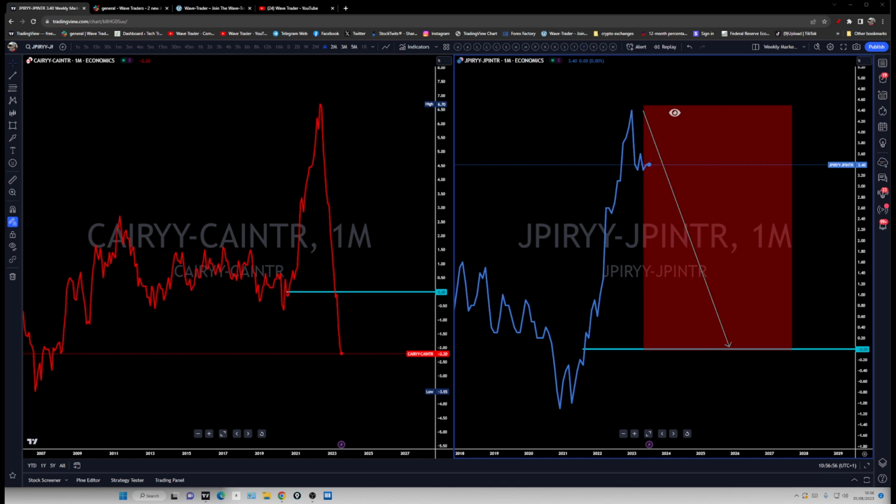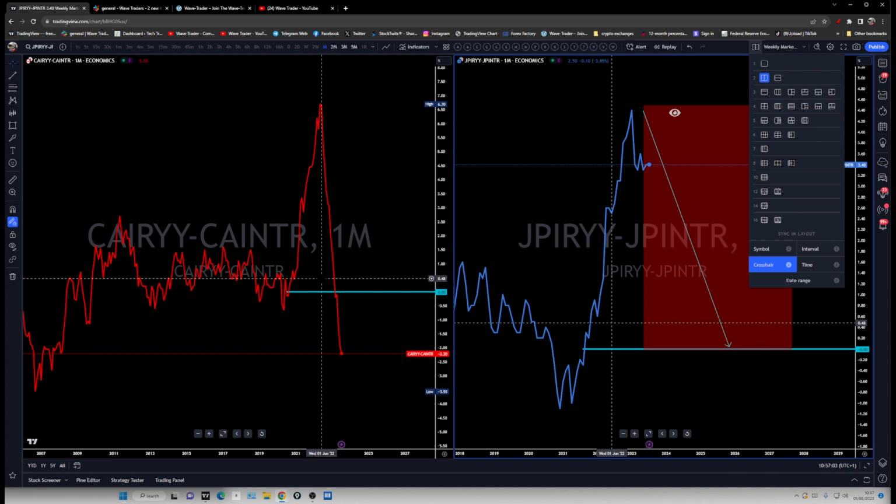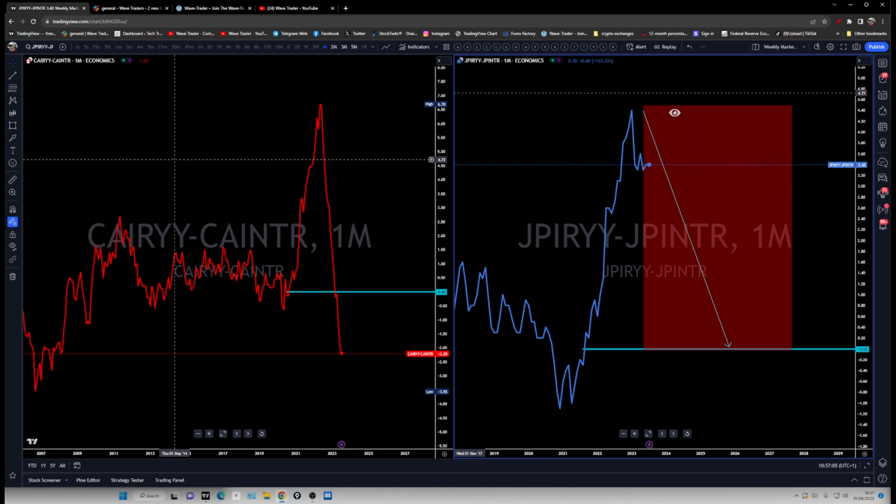That's the reason behind the strength in the yen. In the longer term, you're going to see strength in the yen. So is that picture going to change?